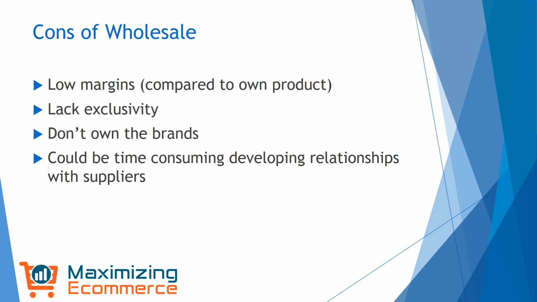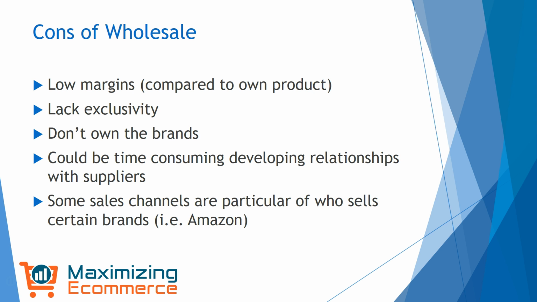It can be a little difficult to do that, especially if they don't know you and haven't developed a trust for you, because you're essentially going to be representing their brand. And they may be concerned about who it is that you're selling to and all the crazy stuff. So that's where the relationship piece does come into play with the wholesale model. And then also some channels are very particular about who sells certain brands. And that's the same thing with arbitrage too.